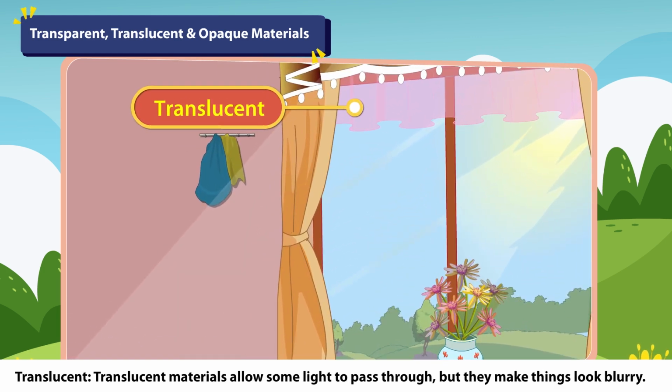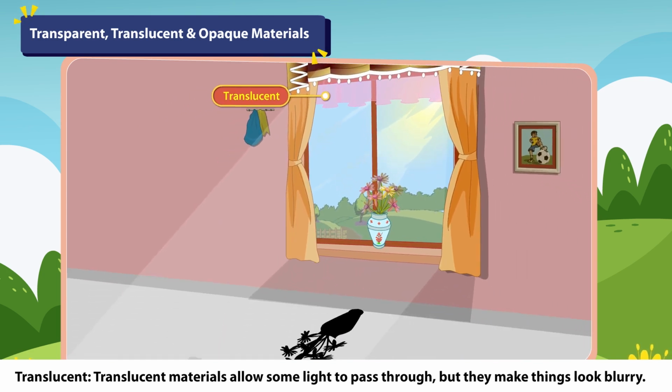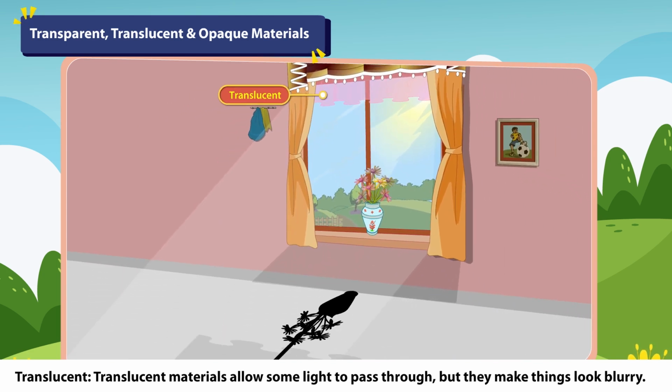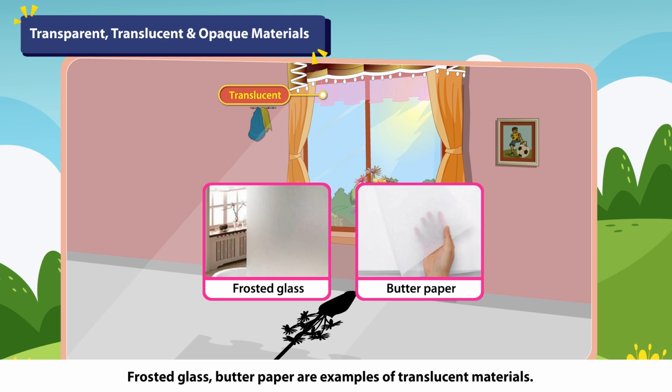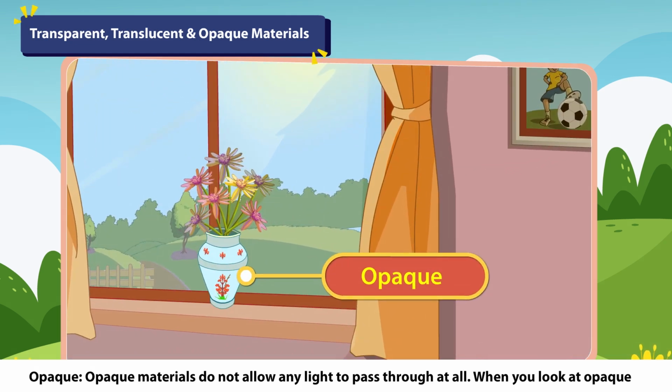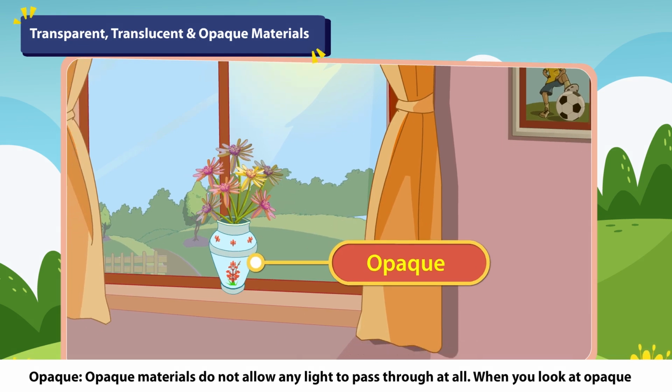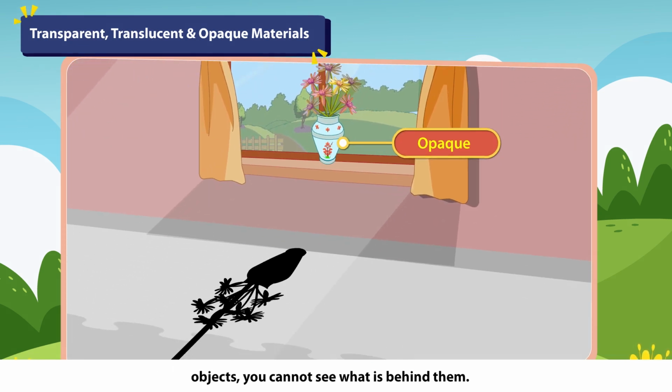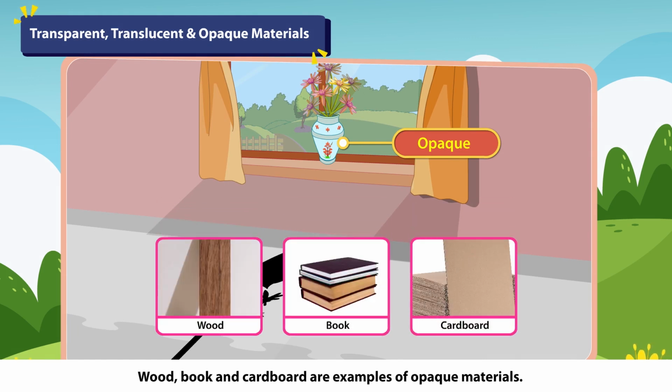Translucent. Translucent materials allow some light to pass through, but they make things look blurry. Frosted glass and butter paper are examples of translucent materials. Opaque. Opaque materials do not allow any light to pass through at all. When you look at opaque objects, you cannot see what is behind them. Wood, book and cardboard are examples of opaque materials.